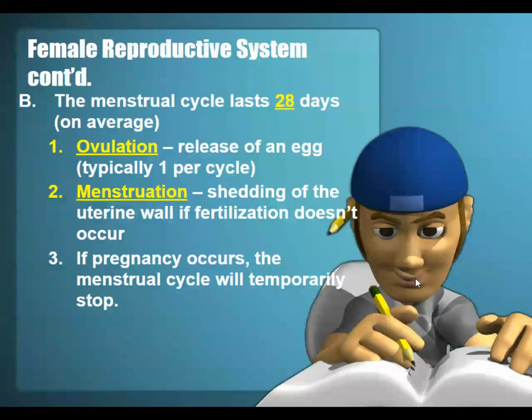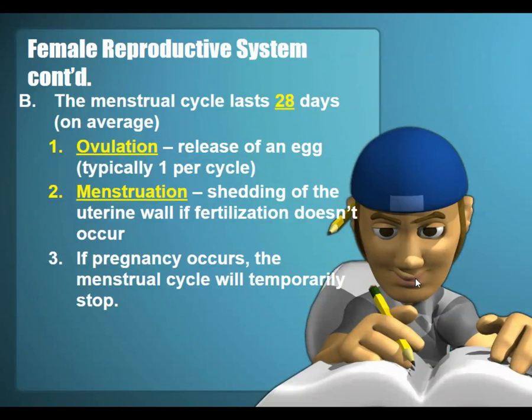So I did mention the menstrual cycle before. The menstrual cycle lasts an average of 28 days. It's an individual thing, but that's the average for many women. Ovulation is typically right in the middle of that cycle, and this is when an egg is released. Usually one egg per cycle gets released, and a lot of times the ovaries alternate releasing an egg every other month.